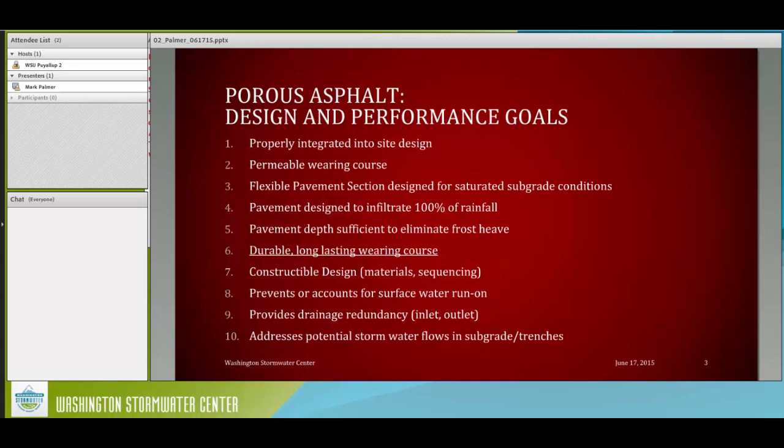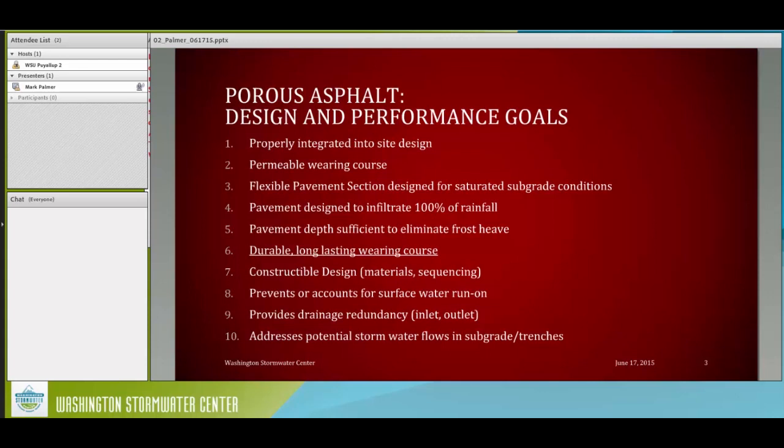In the early stages of porous asphalt, we focused on making sure that the water is able to get through the asphalt, and that's actually a natural tendency of asphalt in general, but we've done that at the expense of creating durable, long-lasting pavement. So a lot of the last iterations and changes in porous asphalt specification and design has come in trying to make sure it's a durable, long-lasting pavement as well as permeable.